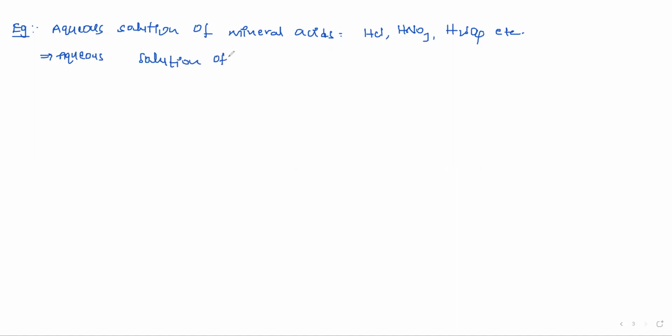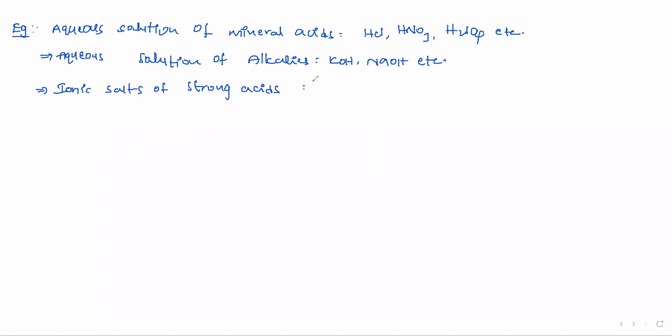Aqueous solution of alkalis. Here, KOH and NaOH, etc. And next, ionic salts of strong acids. Ionic salts of strong acids.